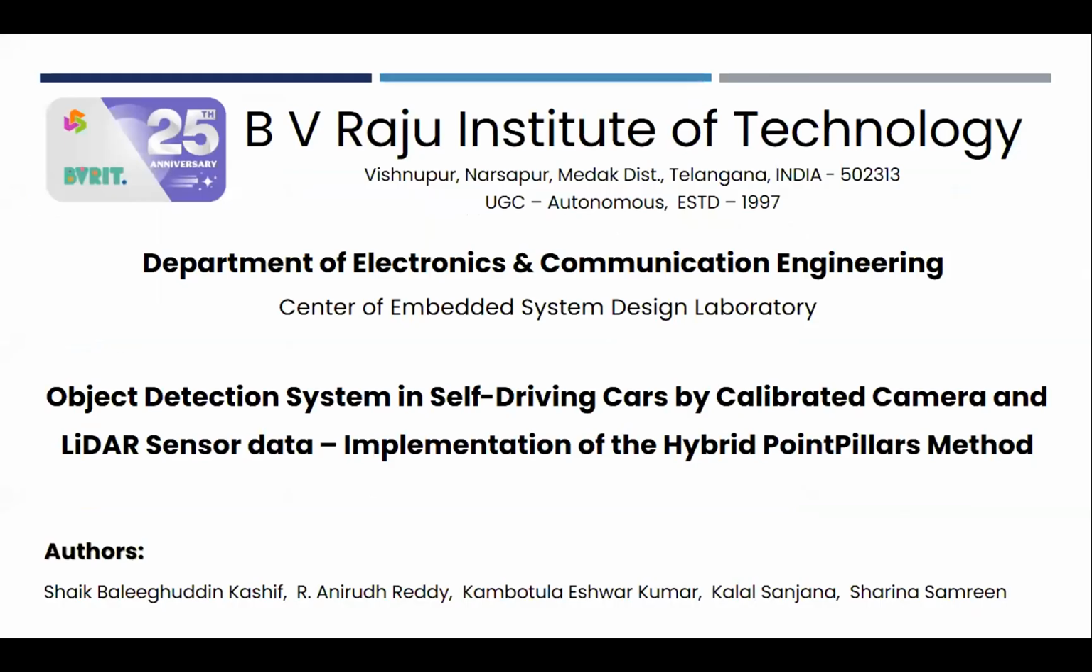Good evening, all the panel members. I am Sheikh Balikuddin Kashif from India. I am an undergrad student of B.V. Raju Institute of Technology from the Department of Electronics and Communication Engineering. This project is our research work from the past 2 years as part of our undergrad degree program. The title of this project is Object Detection System in Self-Driving Cars by Calibrated Camera and LiDAR Data, that is, by implementation of the hybrid point pillar method.